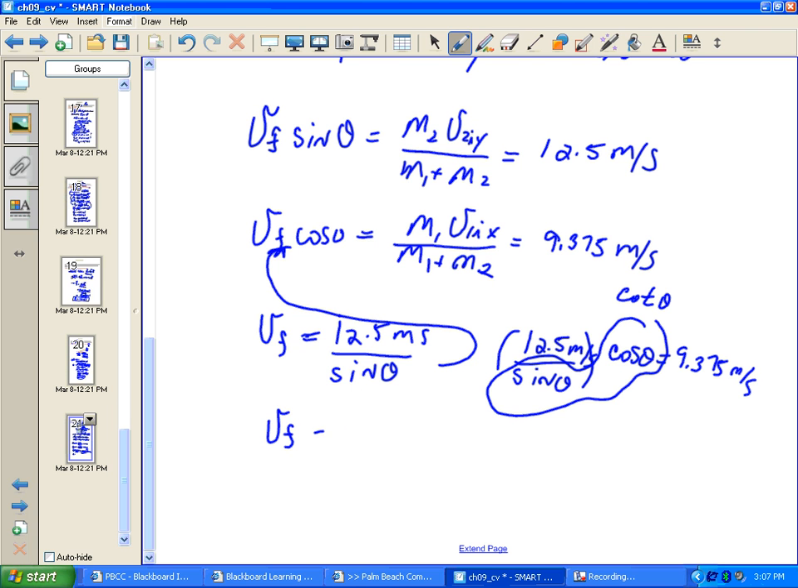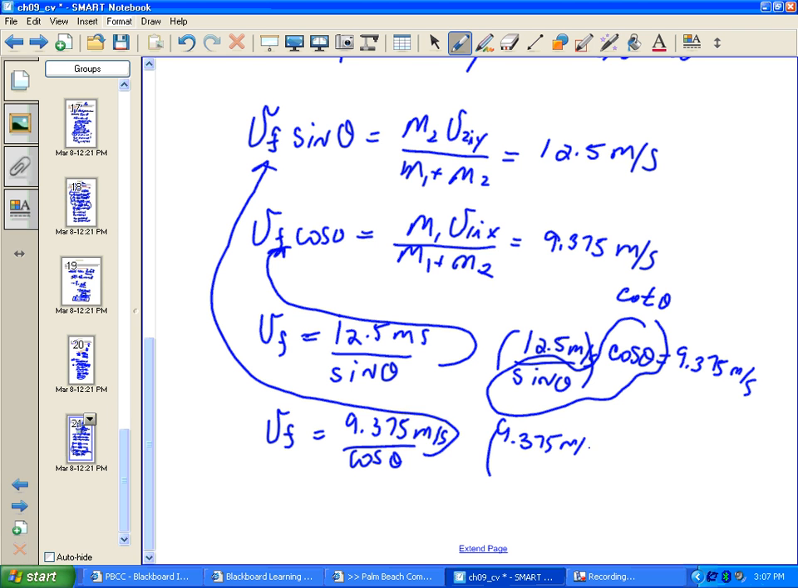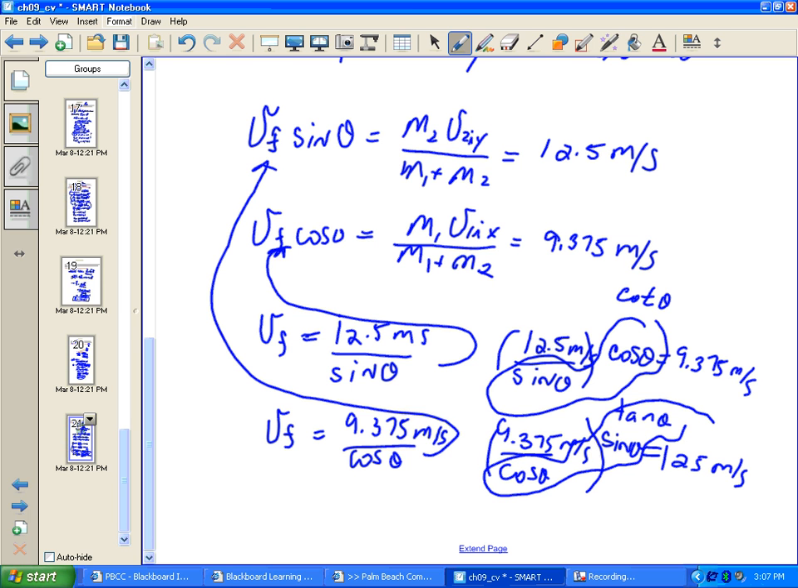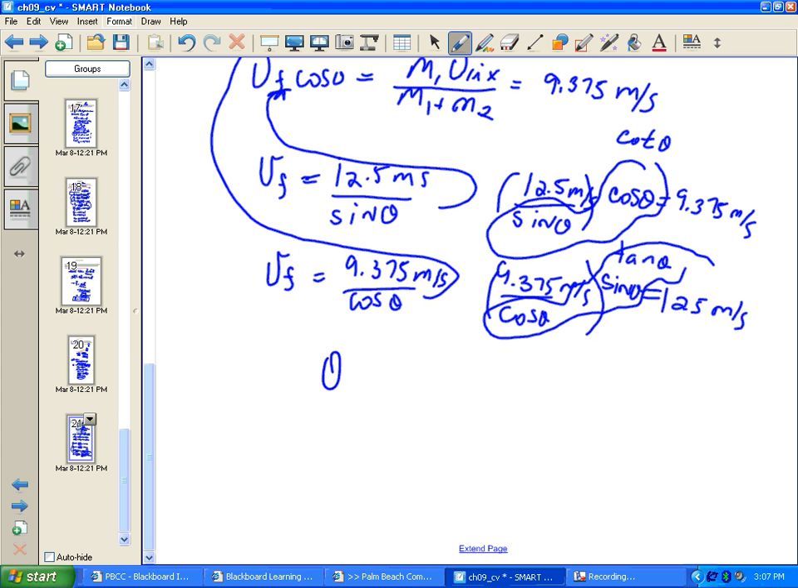Or what might make more sense is to say that VF equals 9.375 meters per second divided by the cosine of theta, then plug that into here, and so we get 9.375 meters per second divided by cosine of theta, and that gets multiplied by sine of theta, and this looks a little bit better, equals 12.5 meters per second as far as our calculator is concerned, because this is the tangent of theta. Regardless, we solve for the angle theta.